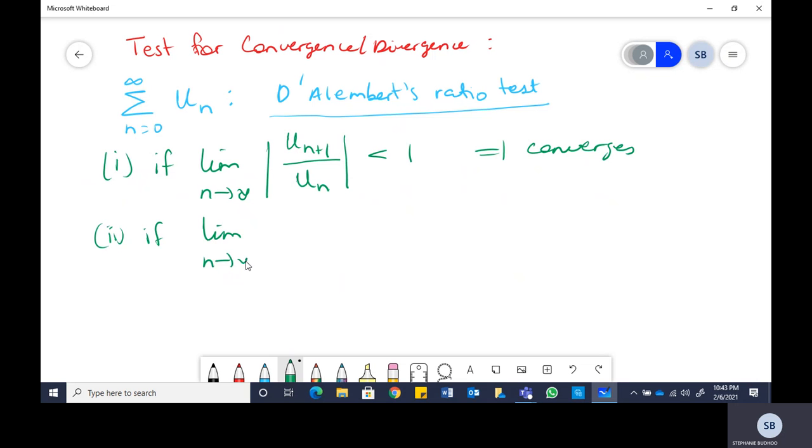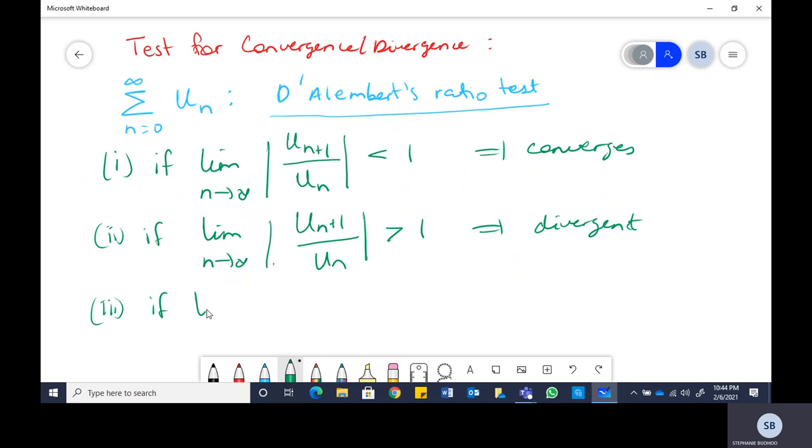If you're running a test and the limit as n goes to infinity of that very same ratio happens to be greater than 1, then the series is said to be divergent, or it diverges. And then finally, the last case scenario.